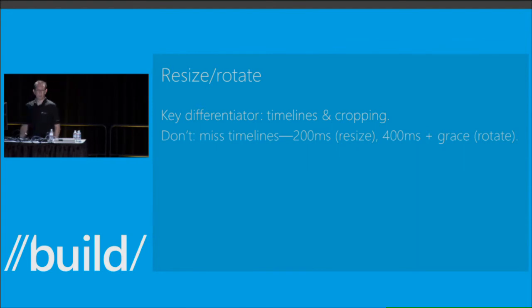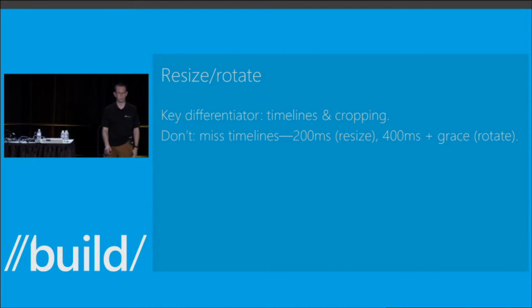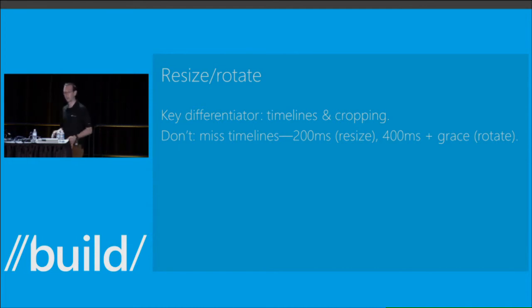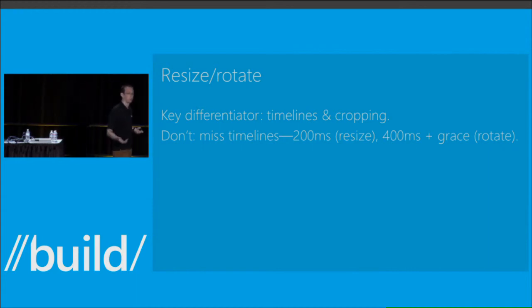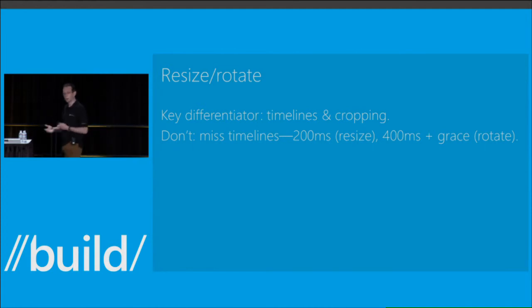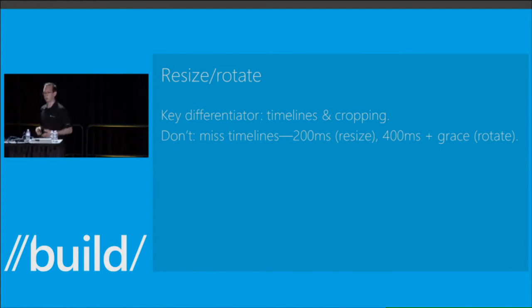For resize, when you grab the app and move it over, you've got 200 milliseconds to complete a set of work. 200 milliseconds. That's one of the tightest timelines we've talked about so far. For rotate, you have 400 milliseconds if you queue up work asynchronously because you've unblocked your UI thread. Or you have a couple hundred milliseconds of grace if you do all your work at once, but we encourage you to think of 400 milliseconds as your target for rotate operations.